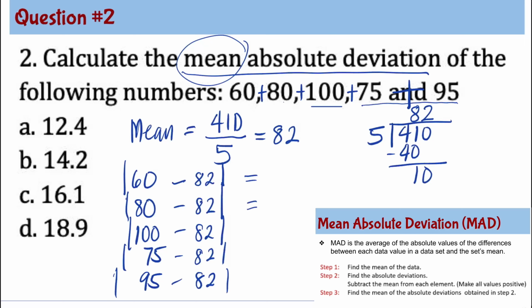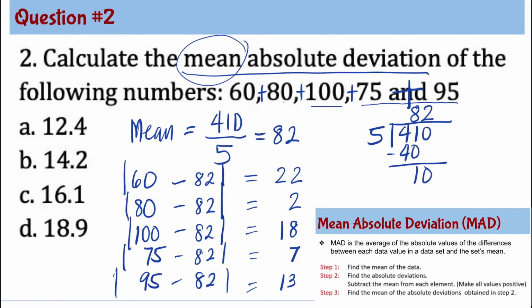So 60 minus 82 is equal to negative 22. Absolute value is 22. 80 minus 82, negative 2. Absolute value is 2. 100 minus 82 is 18. Absolute value will always be positive because it's the distance of a number from 0. 75 minus 82 is negative 7. Absolute value is 7. 95 minus 82 is 13.